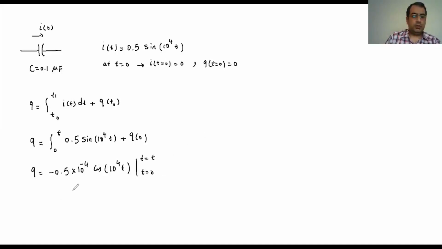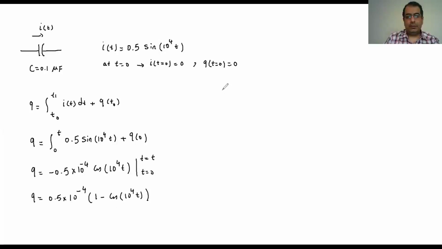Yeah. So if you replace everything into that, you will eventually get the Q. It's going to be 0.5 times 10 to the negative 4, times (1 minus cosine 10 to the 4 t) coulomb. So that's the Q.